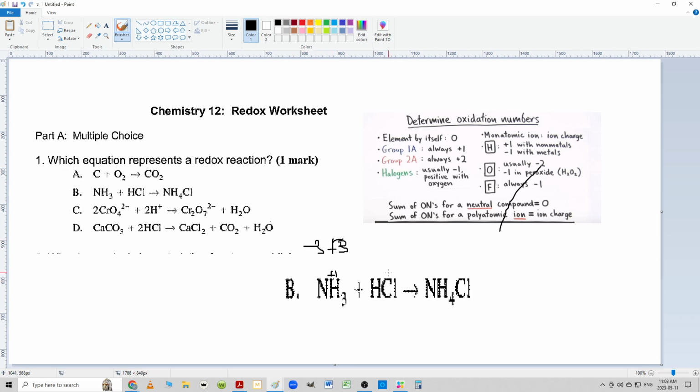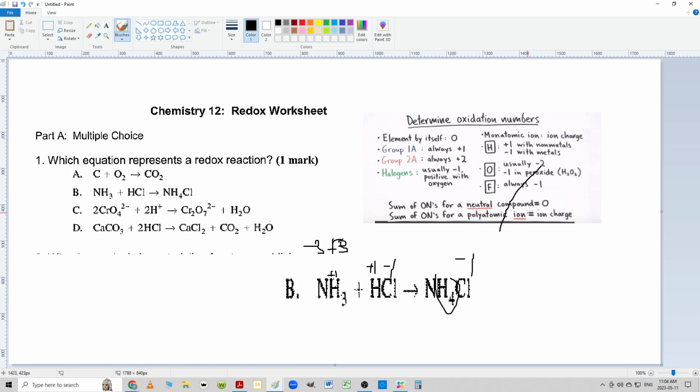We know from our standard periodic table that hydrogen's +1 with nonmetals, and chlorine is -1 from our basic ionic compounds. The question is, what's going on here? Well, we have to start with something we know. Chlorine is usually -1, so we know it's still -1. Notice, did it change? No, it didn't.